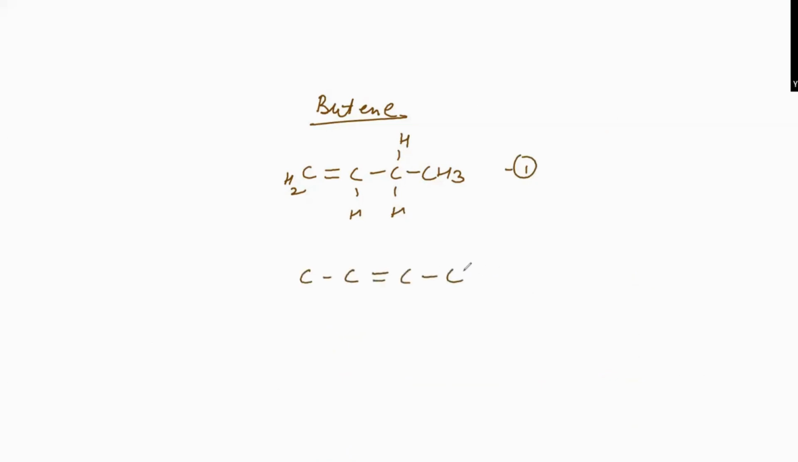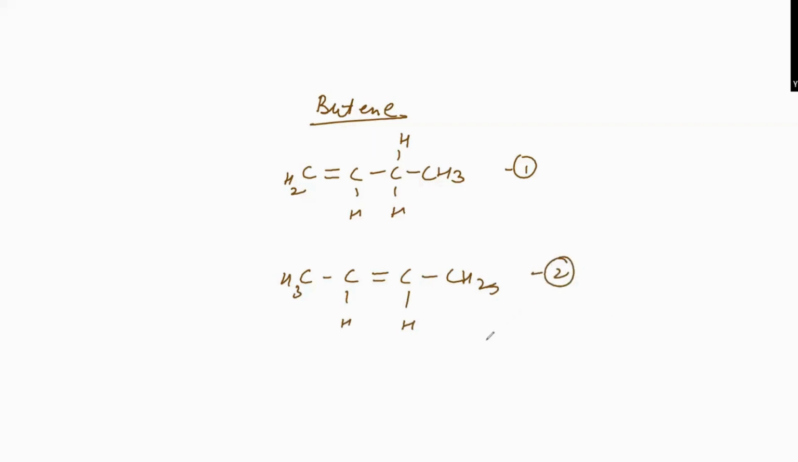I'll take the example of butene. If you pay attention, there are two possible structures. One structure is this: CH3, CH2, CH, CH2. So this is the first possibility. And the second possibility is this: CH3, CH, CH, CH3. So this is the second possibility.